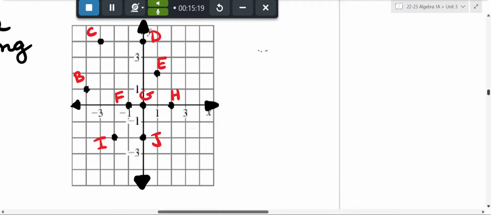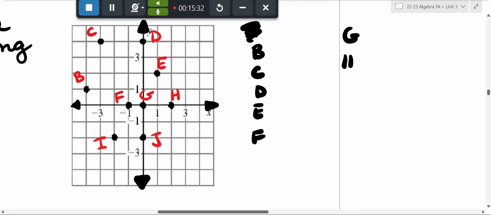Alrighty. And now we're going to write the ordered pairs. So we have B, C, D, E, F, G, H, I, and then J. All right, so we're going to read the ordered pairs, starting from the origin. Oh, would you look at that? G is at the origin. So that one's going to be 0, 0.